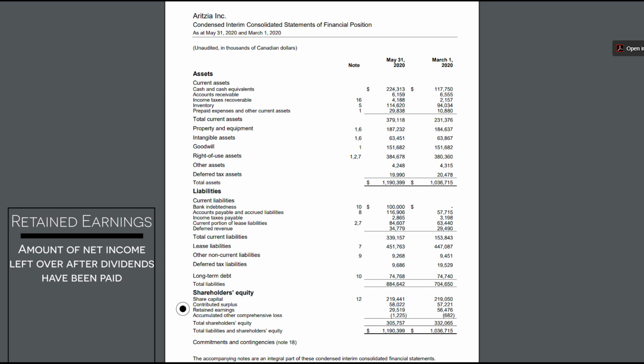So for example, Aritzia has $29,519,000 in retained earnings as of May 31st, 2020. But if they had paid out $9 million in dividends, these retained earnings would be $20,519,000. So finally, the last portion on this balance sheet, accumulated other comprehensive loss. So you may see this as accumulated other comprehensive income or comprehensive loss. Either way, it's either added or subtracted to the total shareholder equity.